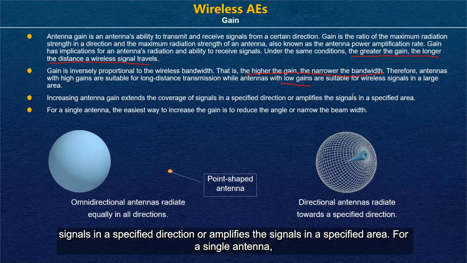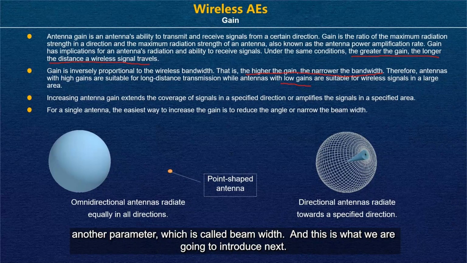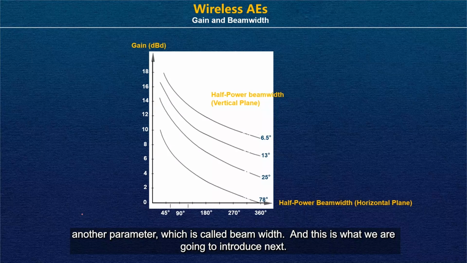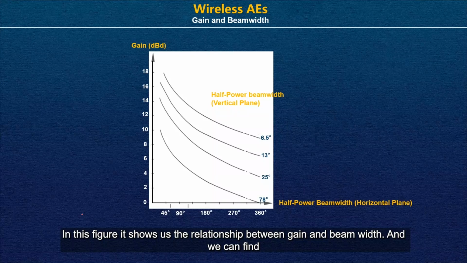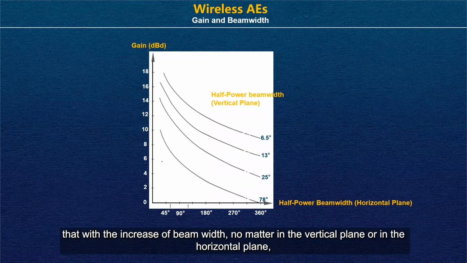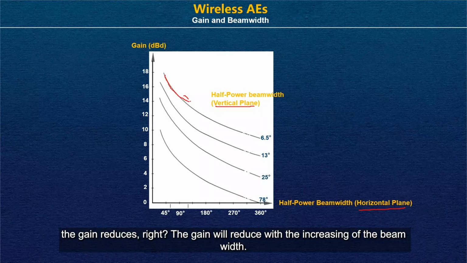For a single antenna, the easiest way to increase the gain is to reduce the angle or narrow the beam width. So here we have mentioned another parameter, which is called beam width, and this is what we are going to introduce next. This figure shows us the relationship between gain and beam width. We can find that with the increase of the beam width, no matter in the vertical plane or in the horizontal plane, the gain reduces.